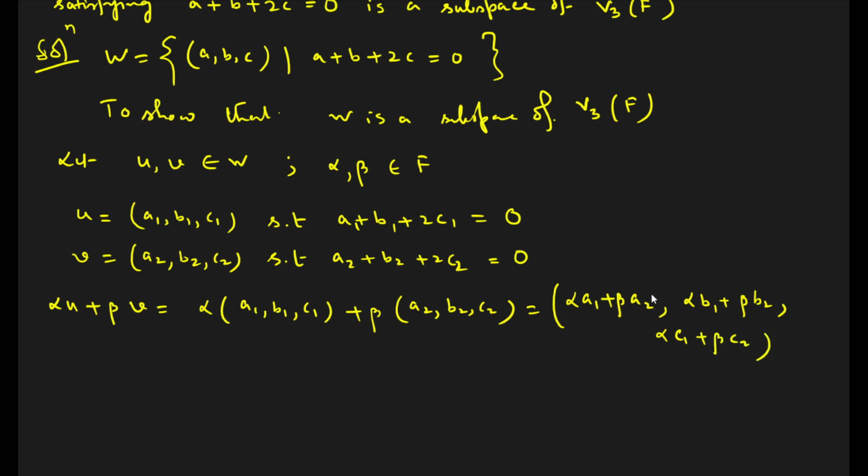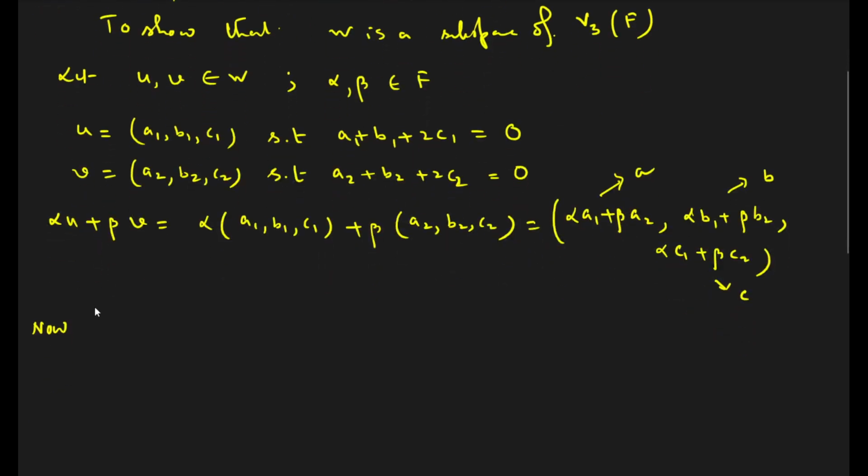Okay. Now you see this is three-dimensional, A, B, C, but this will not come in W until this condition is satisfied: A plus B plus twice C equal to 0. So here in our case this is A, this is B, and this term is C. So now what to find? A plus B plus twice C. So we will find that. Our A is alpha A1 plus beta A2. This is our A, plus then B, alpha B1 plus beta B2, then plus 2C. Our C is alpha C1 plus beta C2.